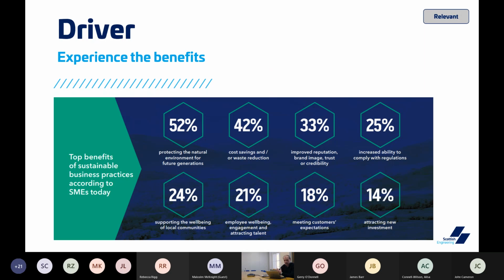And also there is a driver for yourself because there will be benefits. There is a recognition from SMEs that 40% recognize that it will provide cost-saving and waste reductions, which is quite important at the moment. And 25% recognize that it will allow them to meet the regulations.